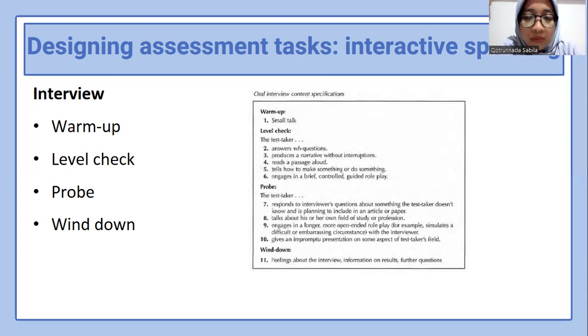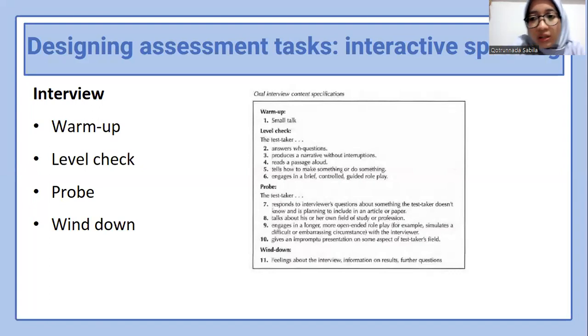And then we have probes. Probe questions and prompts challenge test takers to go to the heights of their ability, to extend beyond the limits of the interviewer's expectation through increasingly difficult questions. And then wind down. The interviewer encourages test takers to relax with some questions, sets the test taker's mind at ease, and provides information about when and where to obtain the results of the interview.